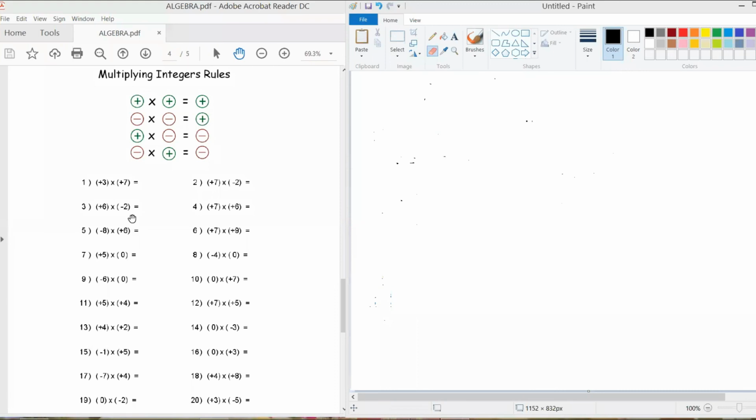Okay, so I have my number one here, and my number one says 3 multiply. Okay, let me just put my positive here. Positive 3 multiply by positive 7. I can bracket it here, so it's going to look exactly like what's going on.